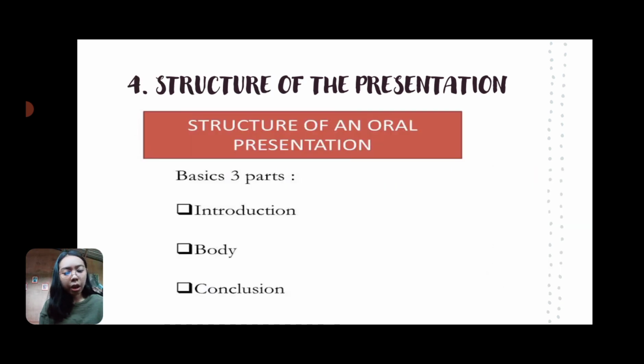So structure of presentation. A structure of presentation is like an essay. An oral presentation needs an intro, body, and conclusion. An oral presentation is similar to the writing of an essay, except you need to be conscious of a live audience and spoken language instead of writing. So these are the structure of oral presentation: the introduction, body, and conclusion.